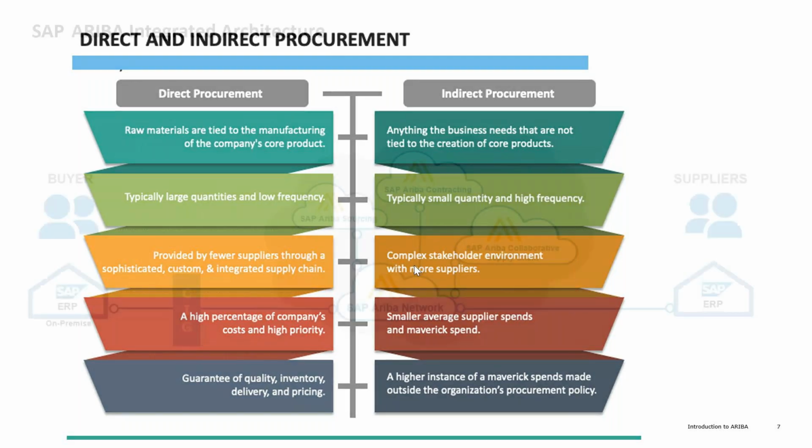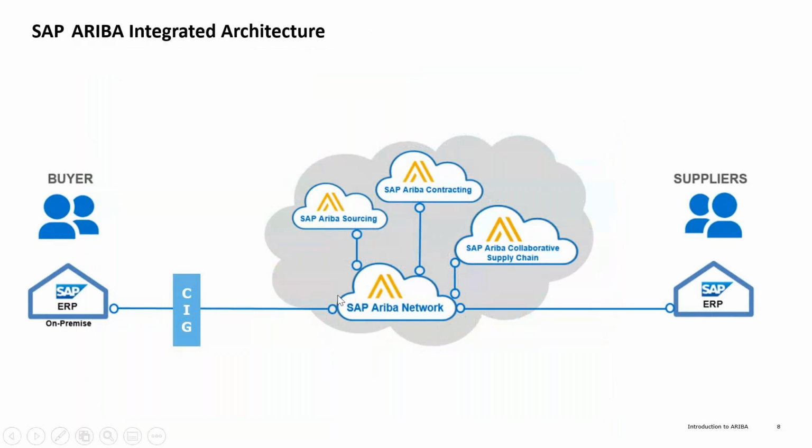This is how the Ariba architecture will be. We have the Ariba buying side, which is your core SAP system, integrated through something called CIG, Cloud Integration Gateway. Then this is our Ariba cloud system, where we have Ariba sourcing, Ariba contracting, and Ariba supply chain collaboration. The documents you create will go through the Ariba Network, which is another topic we will see. Through the Ariba Network, we have the suppliers.